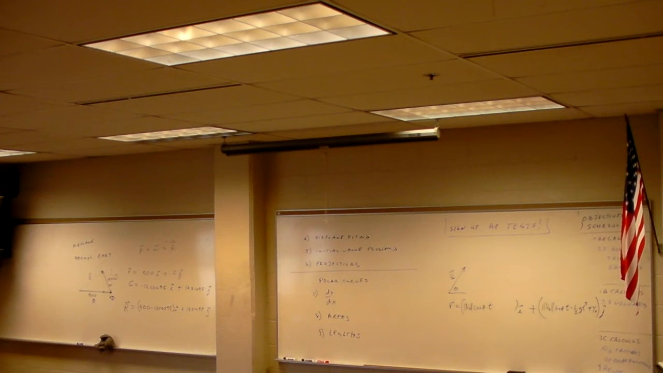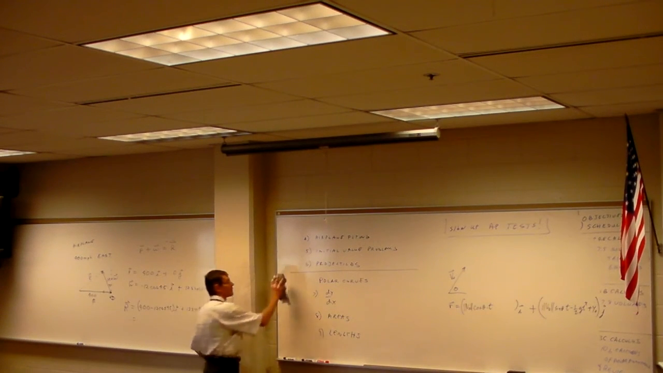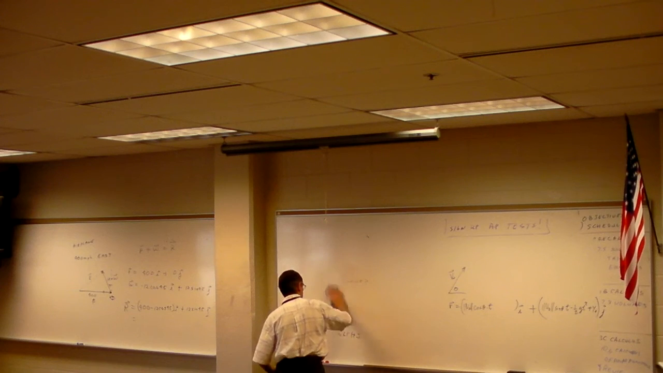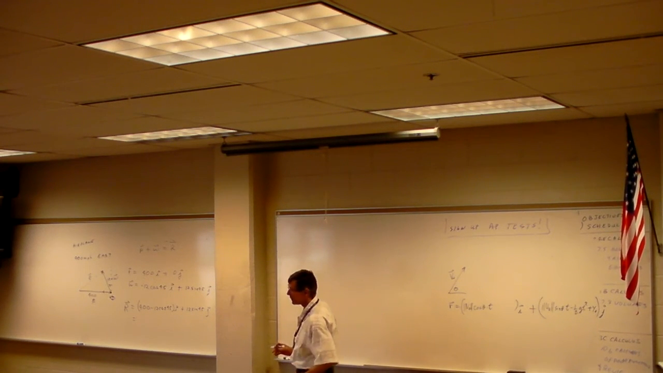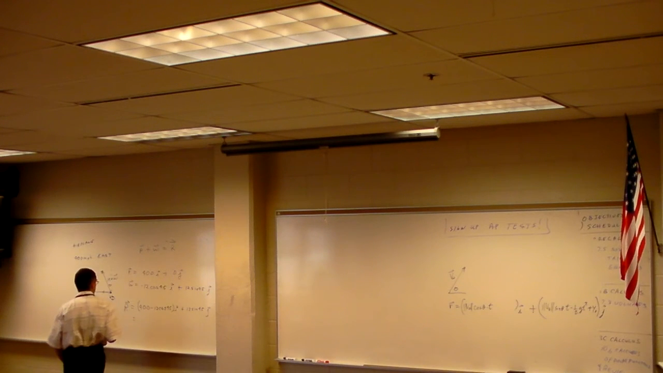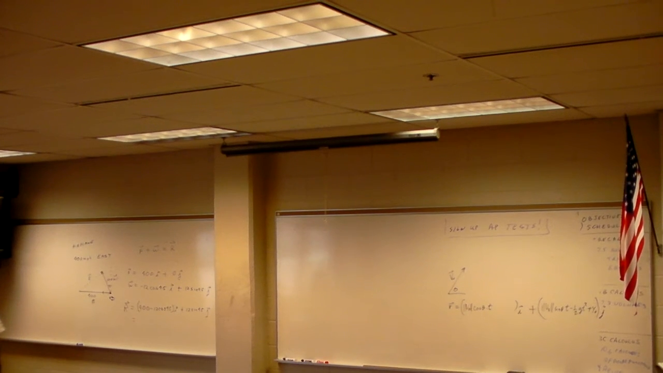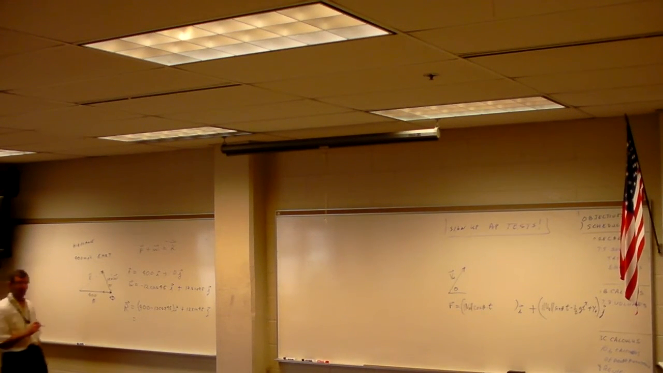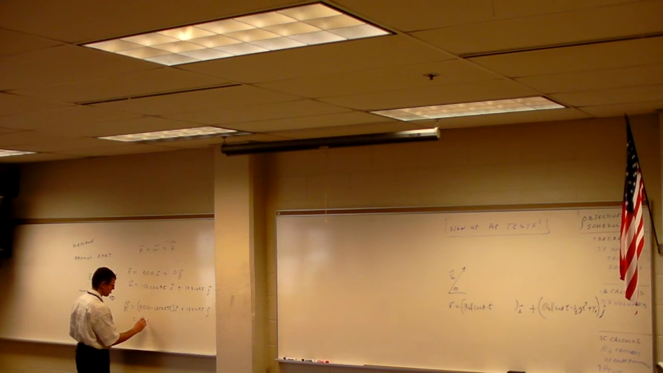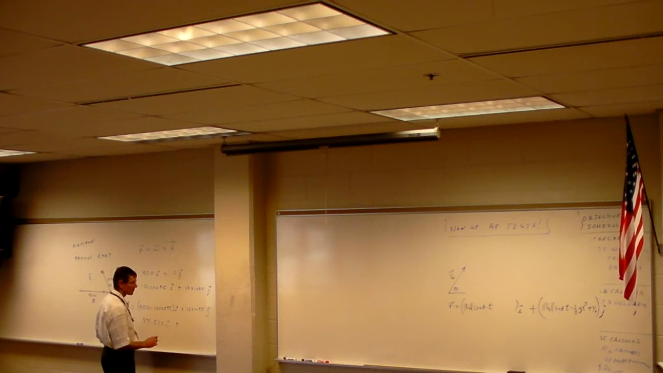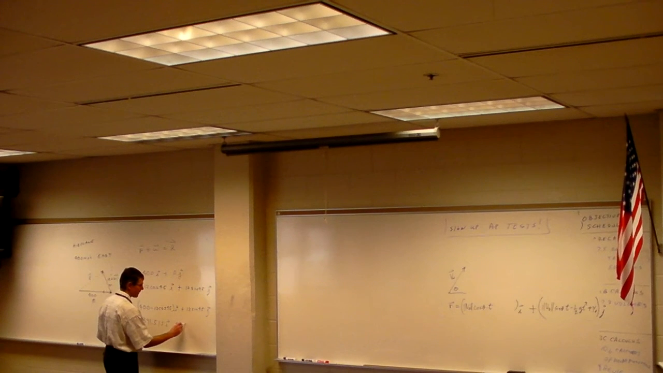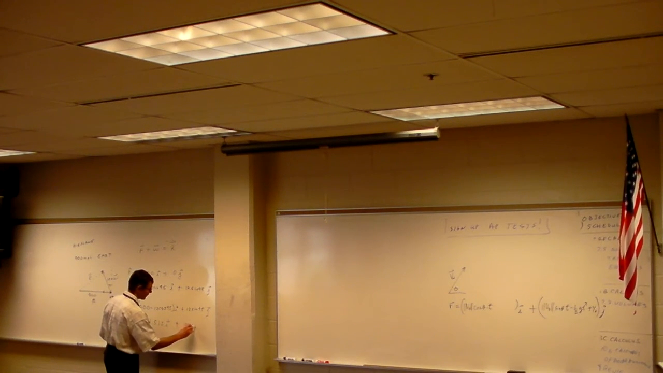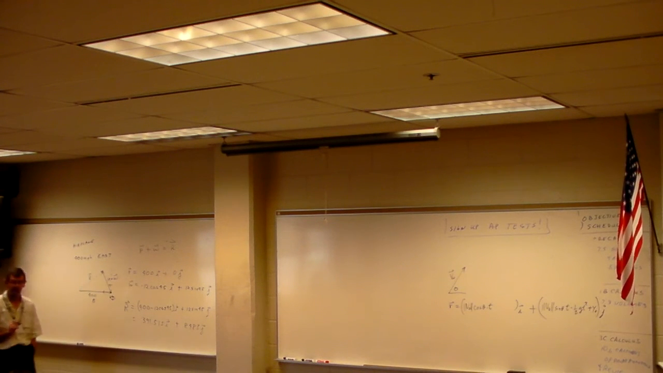Alright, would someone with a calculator help me out and give me some answers for that, please? Make sure you're in degree mode. 391.515 i plus 8.485 j. Okay, those are the components of the resulting vector.